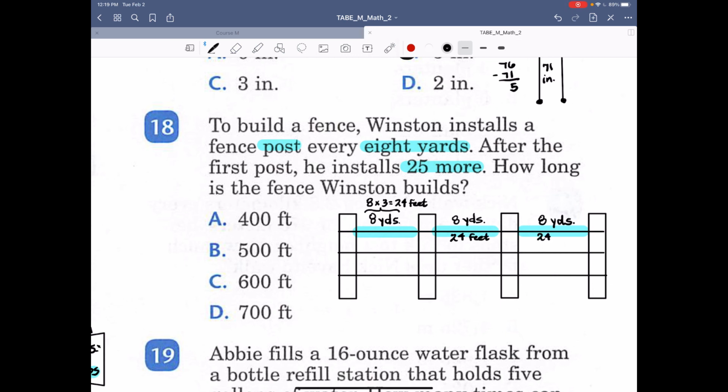24 feet, and so on. So I'm going to do 24 feet times 25 times that he does that, and see what I come up with. 600, and feet went into this problem, so feet come out of this problem. I'm liking answer C. Winston is building a fence that is 600 feet long.